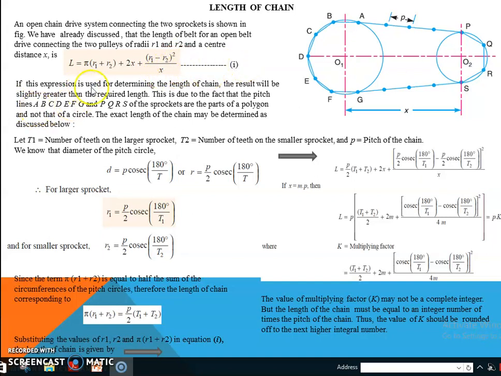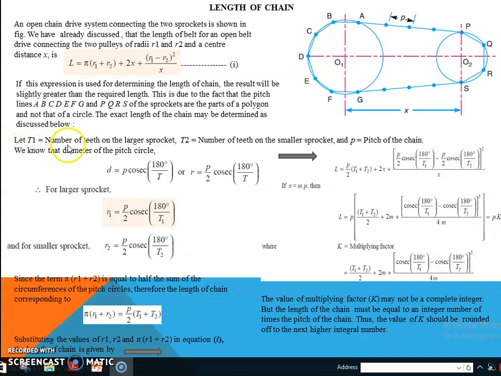This expression is used for determining the length of chain. The result will be slightly greater than the required length. This is due to the fact that the pitch lines A, B, C, D, E, F, G and P, Q, R, S of the sprockets are the parts of a polygon and not that of a circle. The exact length of the chain may be determined as discussed below.